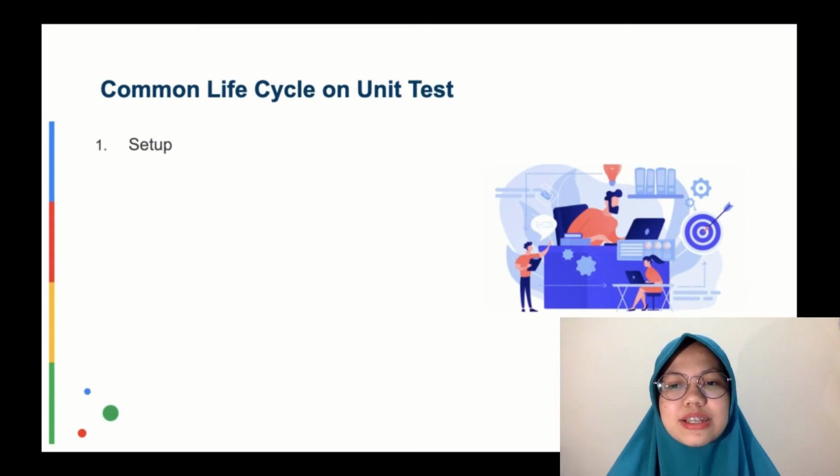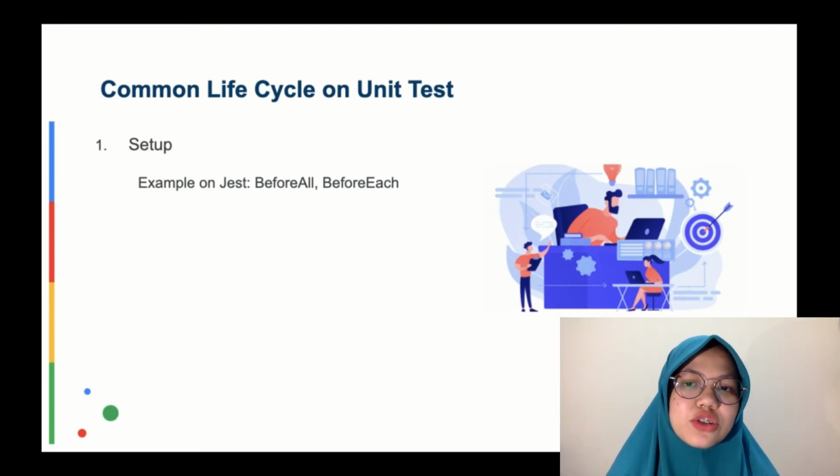The common life cycle on unit test. The first one, we have the setup. So this is the unit test that we do before anything happens. One of the famous libraries to use for unit testing is called Jest. I give the example on Jest, and on the demonstration I also use Jest. Some examples on the setup part are before all and before each. Even the keywords here explain that it is happening before something or when something happens on our code.